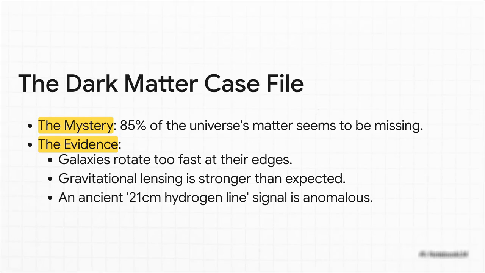So here's the case file. Astronomers have figured out that a shocking 85% of all the matter in the universe is, well, missing. We just can't see it. But we know it's there because of 3 key clues. 1. Galaxies are spinning so fast at their edges they should fly apart, but some invisible something is holding them together. 2. Gravity is bending light from distant stars way more than it should be. And 3. A key signal from the early universe is colder than our theories say it should be.